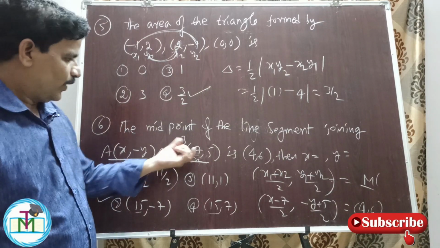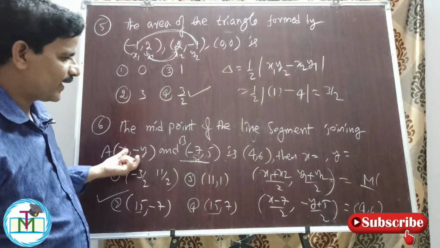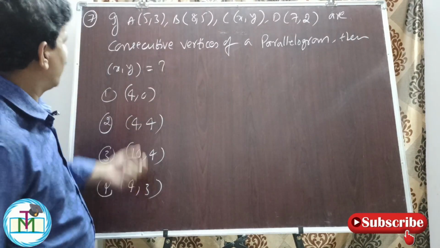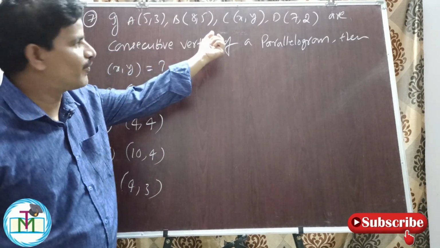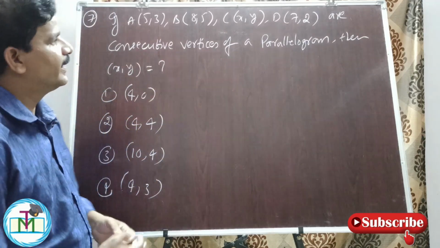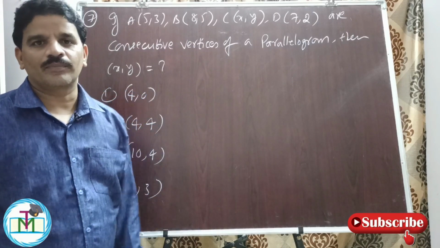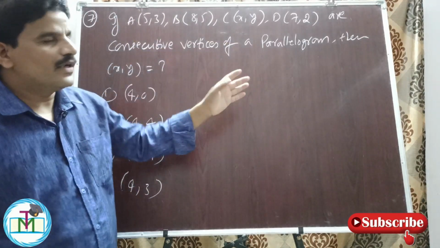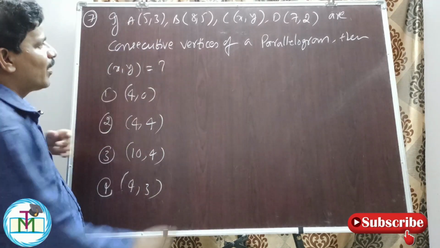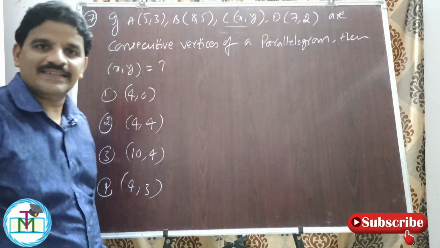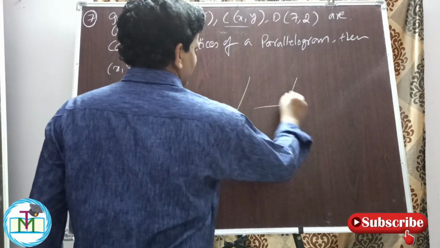So here 2 points and their midpoint is given. We calculated the first point x comma minus y. Question number 7. If A 5 comma 3, B 8 comma 5, C x comma y, D 7 comma 2 are consecutive vertices of a parallelogram. So these A, B, C, D, all these points are vertices of a parallelogram. Then x comma y, the coordinates of the vertex C is equal to how much? So here one parallelogram has been given like this.